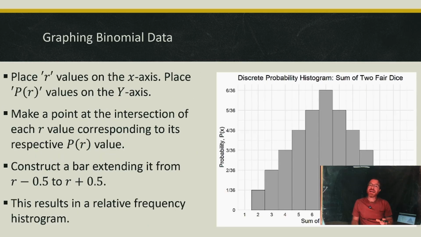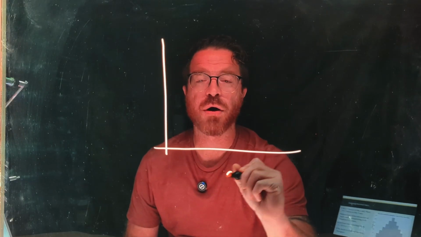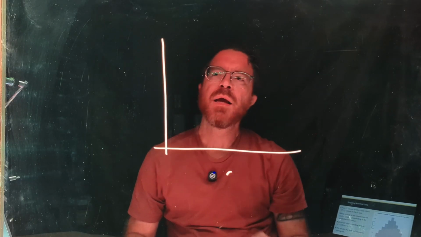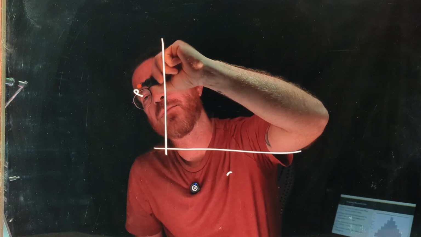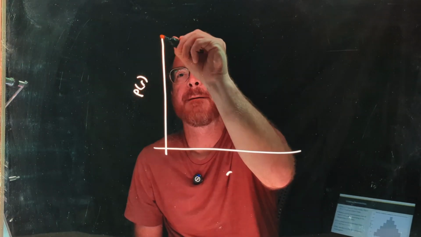Now that we've talked about how to calculate binomial probabilities, let's talk about how do we actually graph these binomial probability distributions. So the first thing is you want to place your R values on your x-axis. So these are going to be your R or X values. On your y-axis, these are going to be your probabilities. So this is going to be your probability of R.